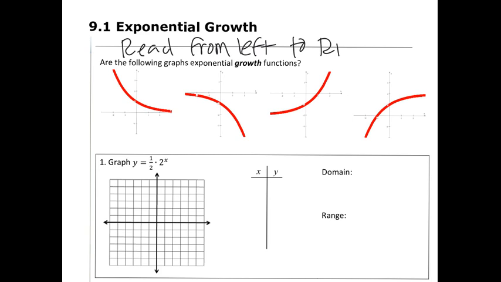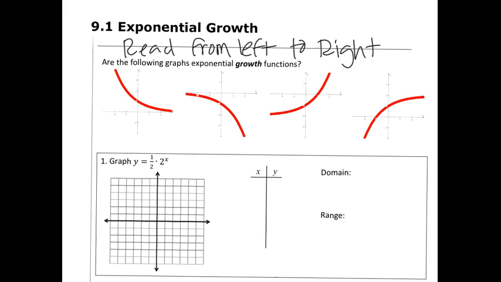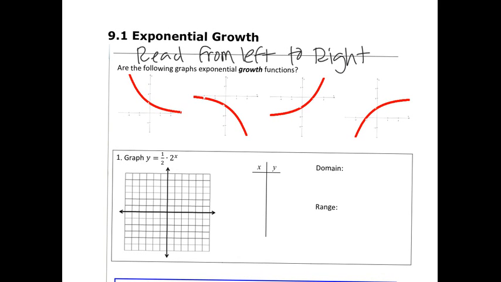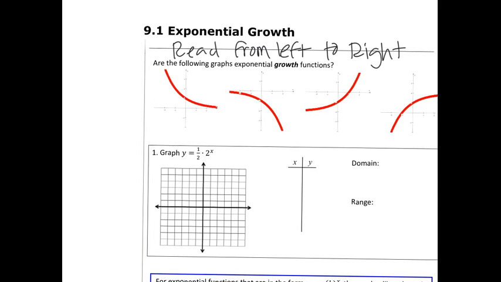I don't know why, but you guys always want to go the opposite way. You want to read from right to left, but you're not supposed to do that. That's not how you read. You always read from left to right. So if you read from left to right, if the line gets further from the x-axis, I guess I'll write this down for you.